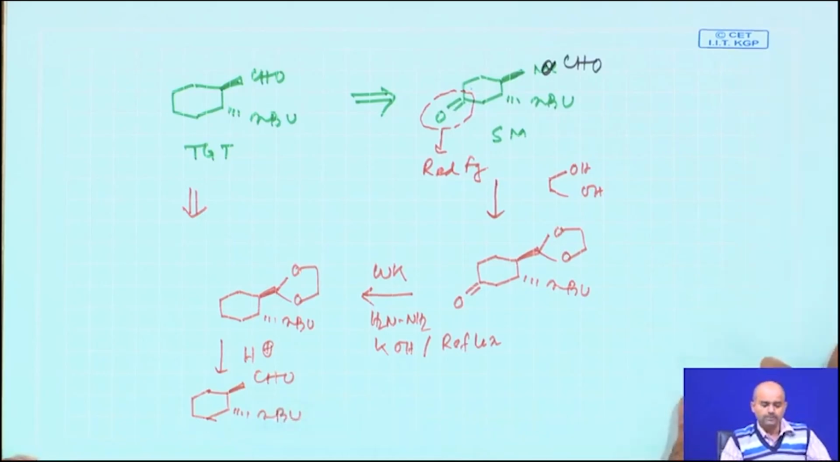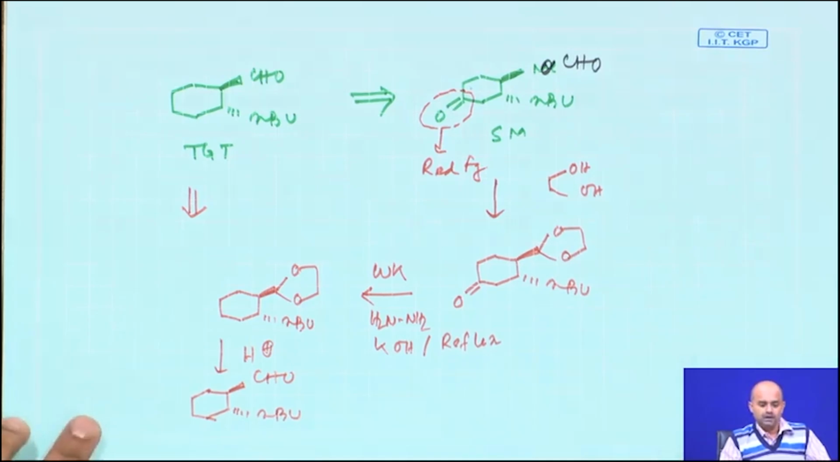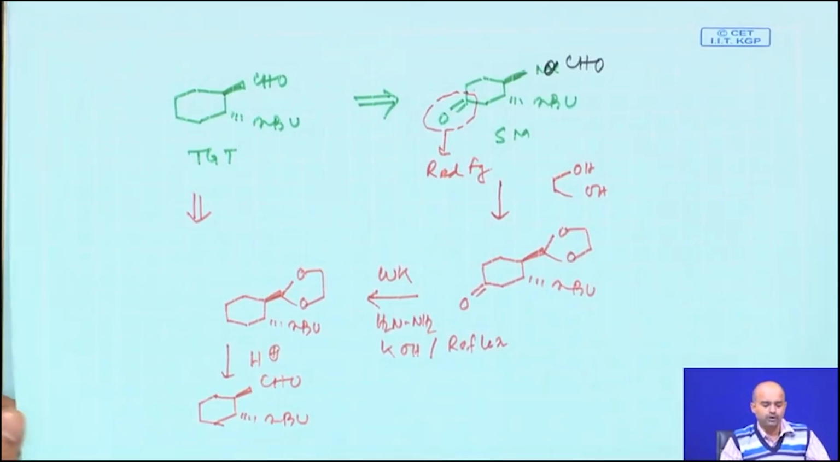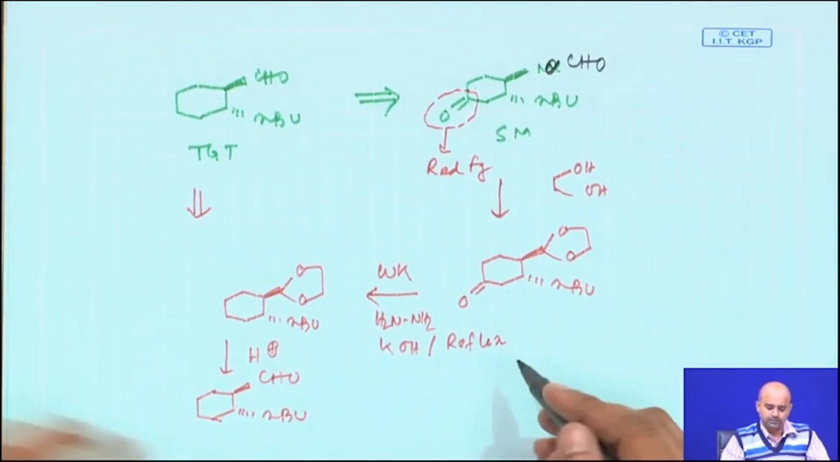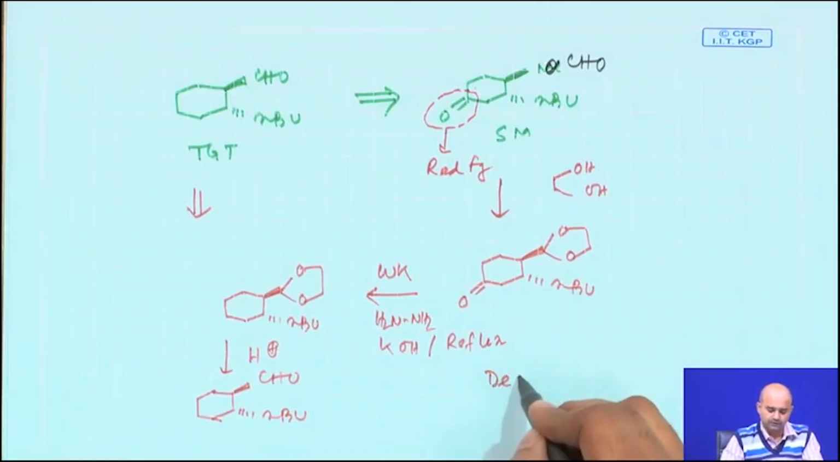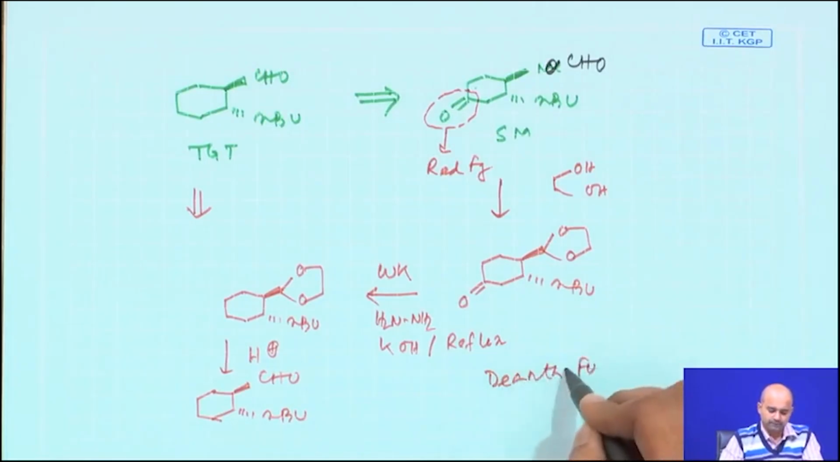So, this kind of simple functional group interconversion by taking the help of a redundant functionality often helps, and whenever in your molecule there is probably a dearth of functionality, we sometimes call it dearth. Dearth means there is absolutely no functional group present, dearth of functionality.